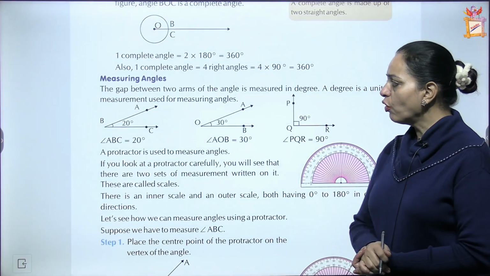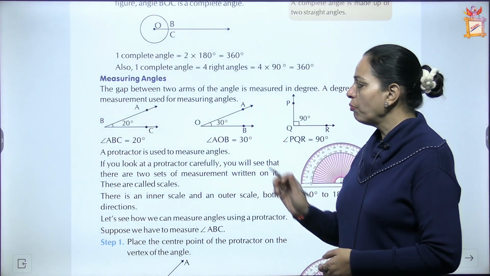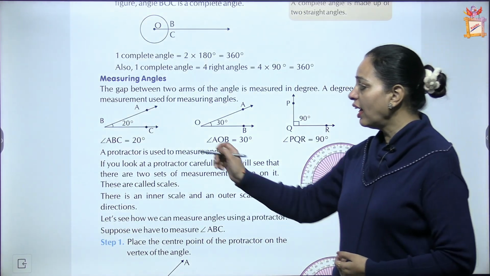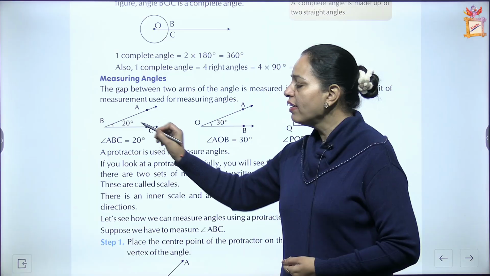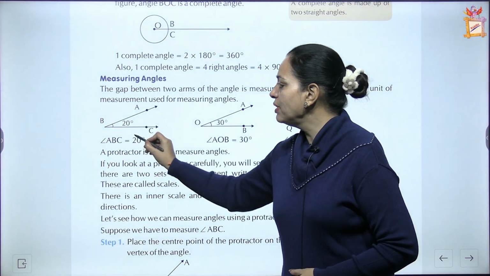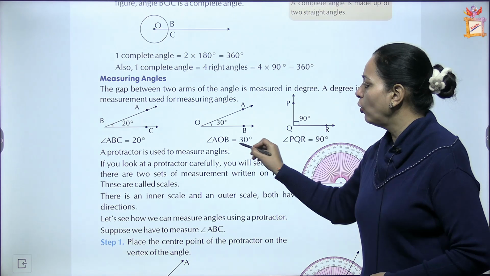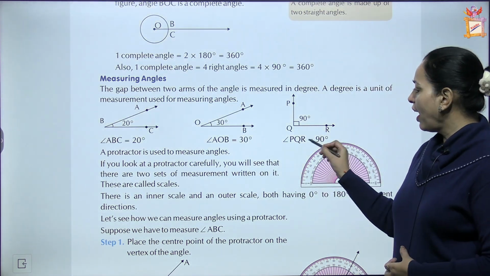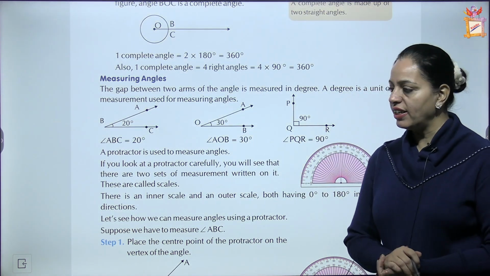Now measuring angles: the gap between two arms of the angle is measured in degrees. A degree is a unit of measurement used for measuring angles. The more the gap between the arms, that is the measurement of an angle. Like here, angle ABC is 20 degrees, here angle AOB is 30 degrees, here angle PQR is 90 degrees.